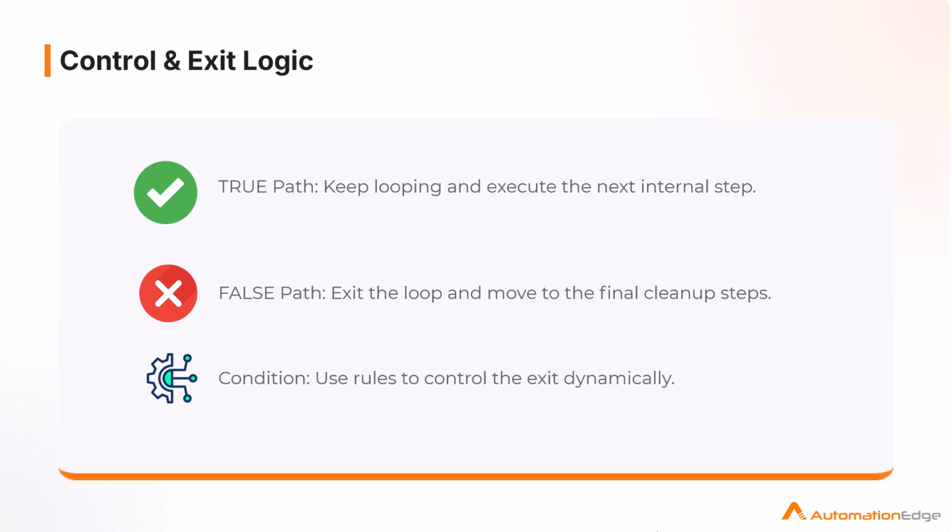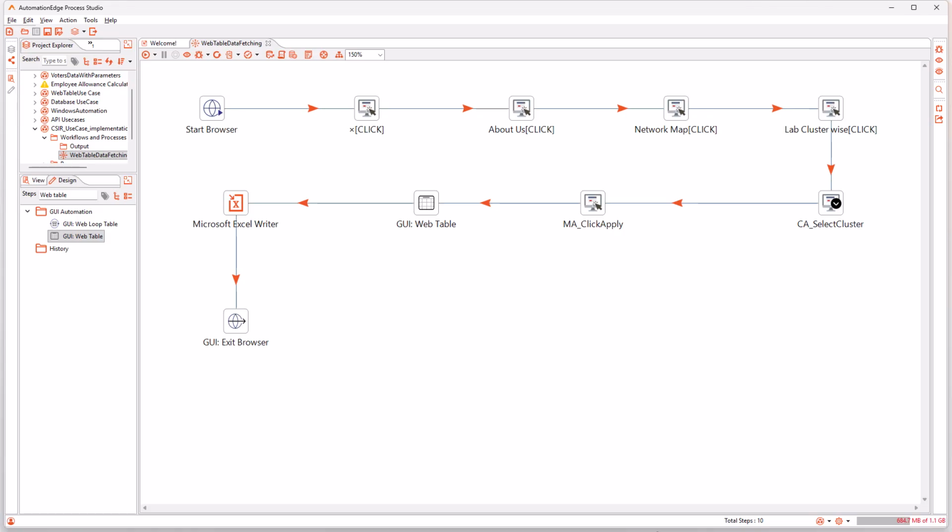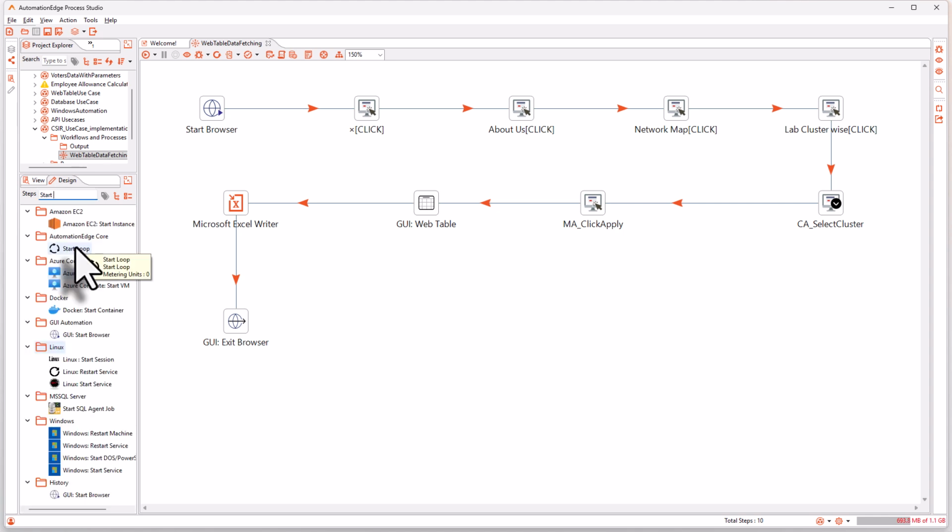All right, let us open Process Studio and start building. Here is the workflow we built in the previous video. Right now, it fetches data from page 1 and stops. We are going to add a start loop step to make it repeat for multiple pages. Our plan is to place the loop around the web table step, so the fetch action repeats for each page.